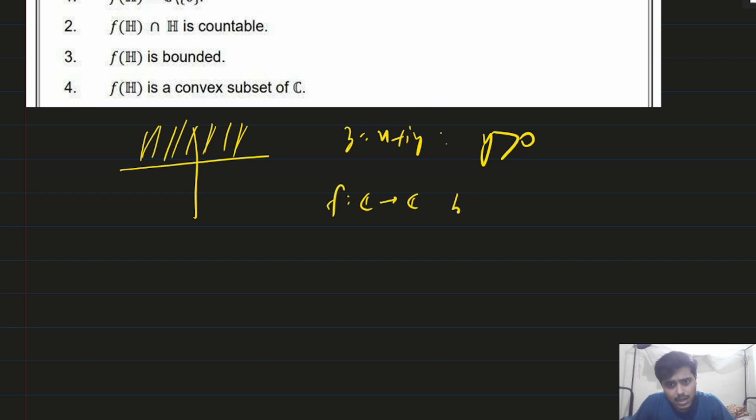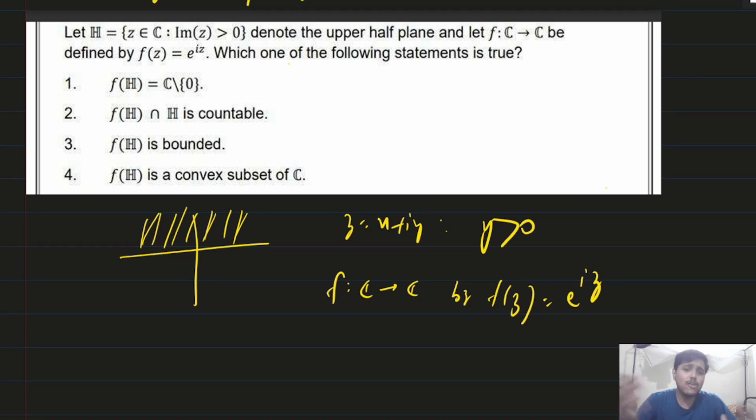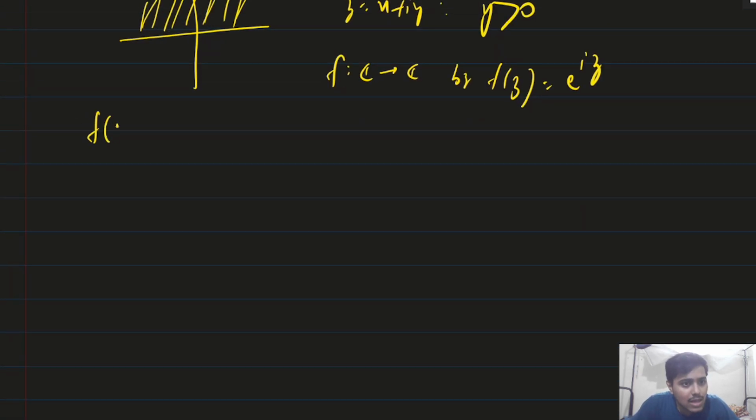f from C to C defined by f of z equal to e to the power iz. This is given. Now we are being asked about the image of f, image of H sorry, that is, what will f of H be? Will f of H be bounded, will f of H be convex, or what? So our motive is to find what will be the image of H under this function. So before thinking about it, let us just simplify the function. What we are given, f of z equal to e to the power iz.